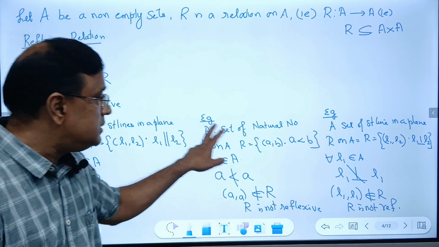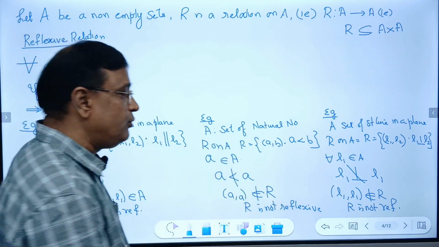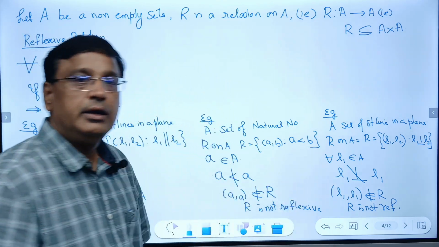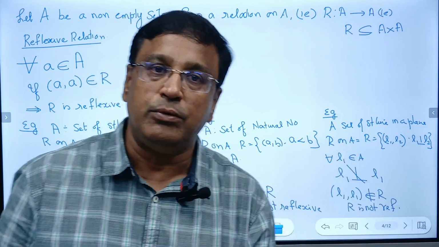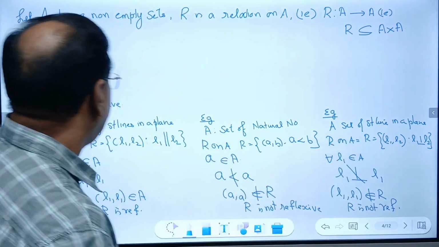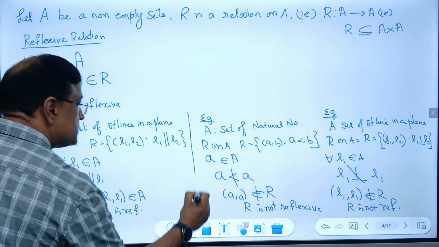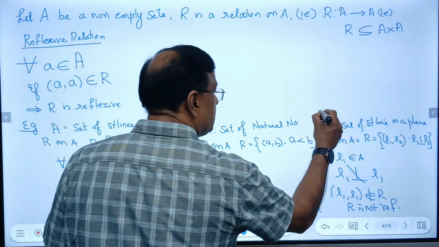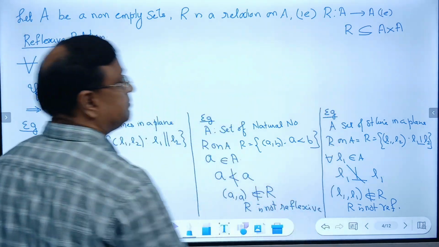Now, if I want to make this reflexive, all that I need to do is add an equal to sign. If I put A less than or equal to B, it will become reflexive because A equal to B will work. Okay. So I gave you an example of a relation which is reflexive, and two examples of relations which are not reflexive.